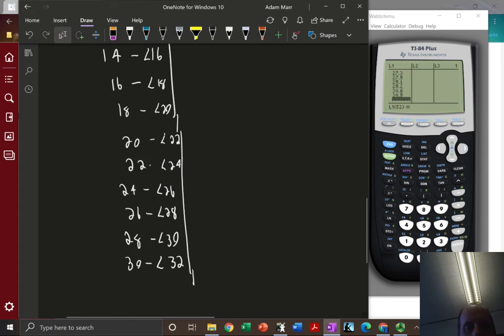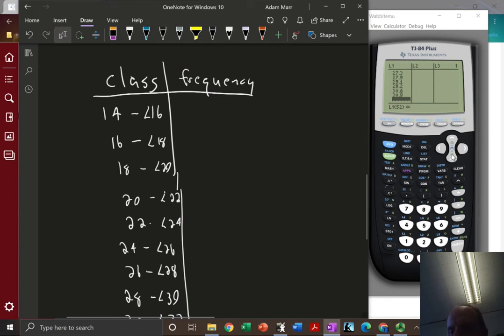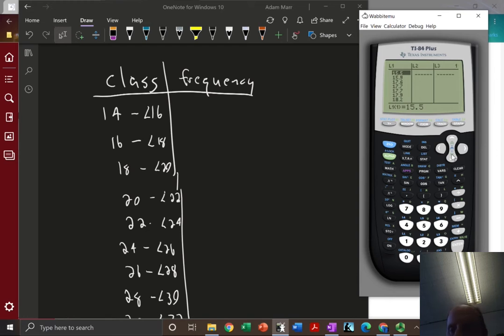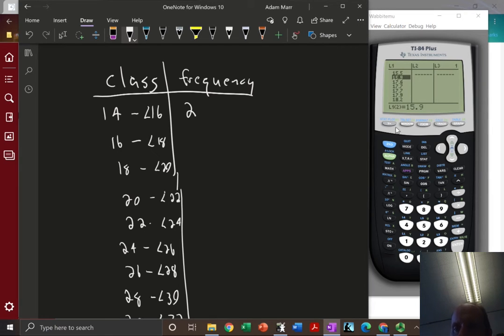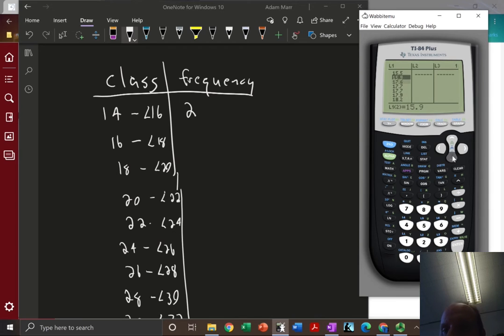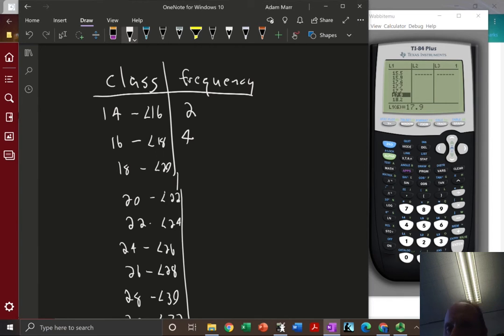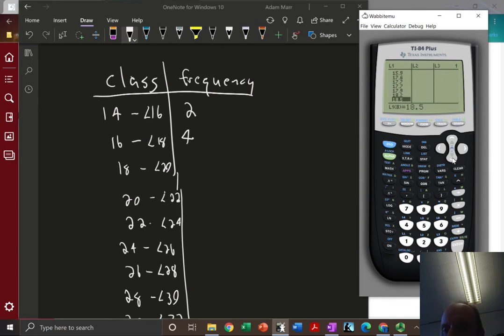All right, cool. And then let's go ahead and get the frequencies. So 14 to less than 16 looks like 15.5 and 15.9. So we have 2. And then 16 to 18, we had 1, 2, 3, 4. 18 to 20, we have 1, 2, 3. Oh, wait, no. It's 18 to less than 20. Sorry about that. So it's just 1, 2, right?